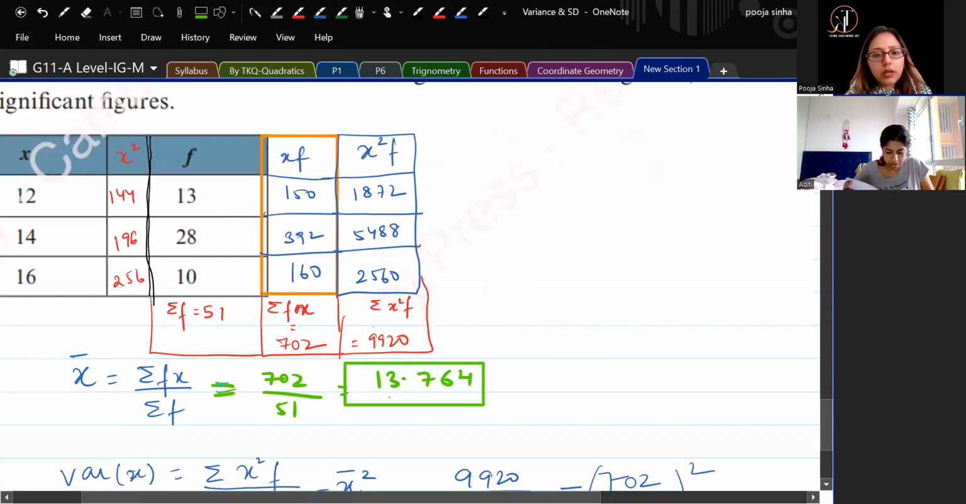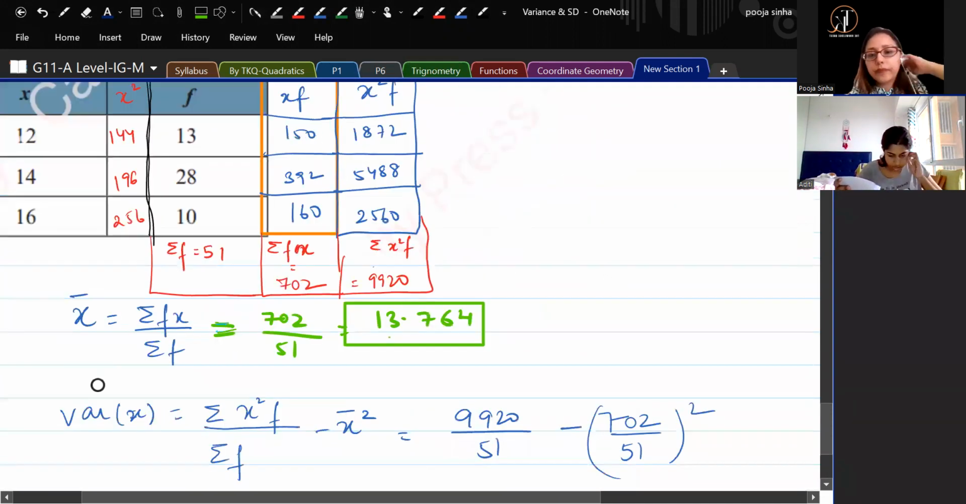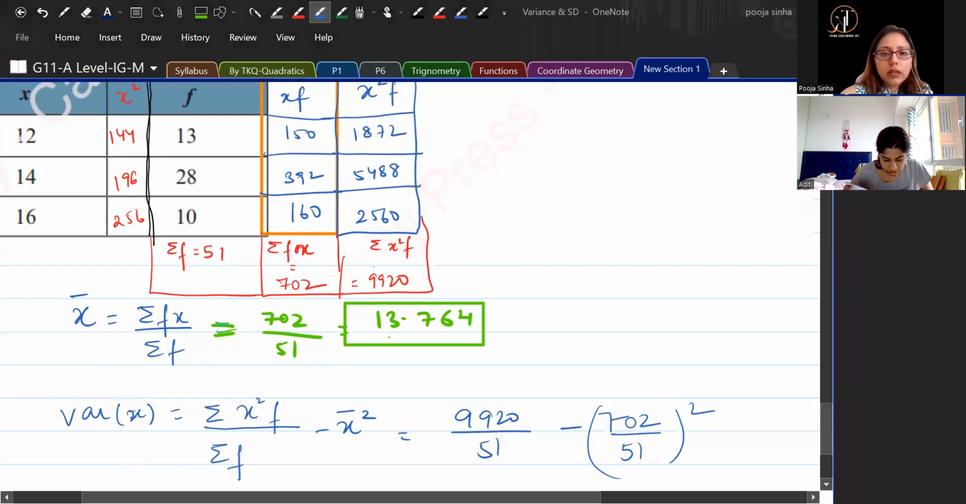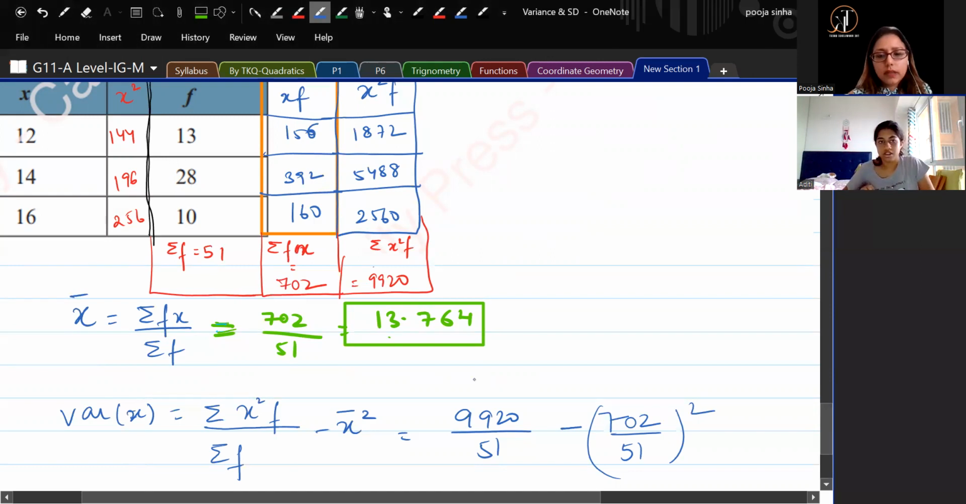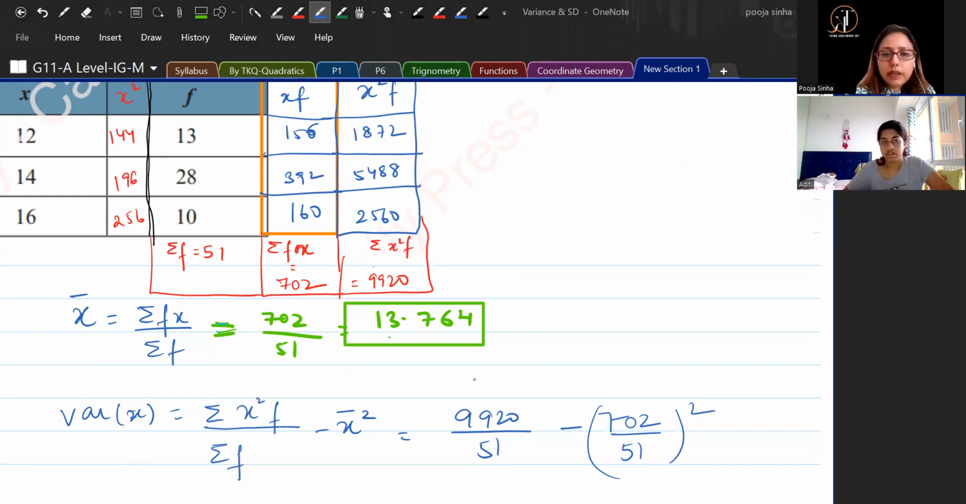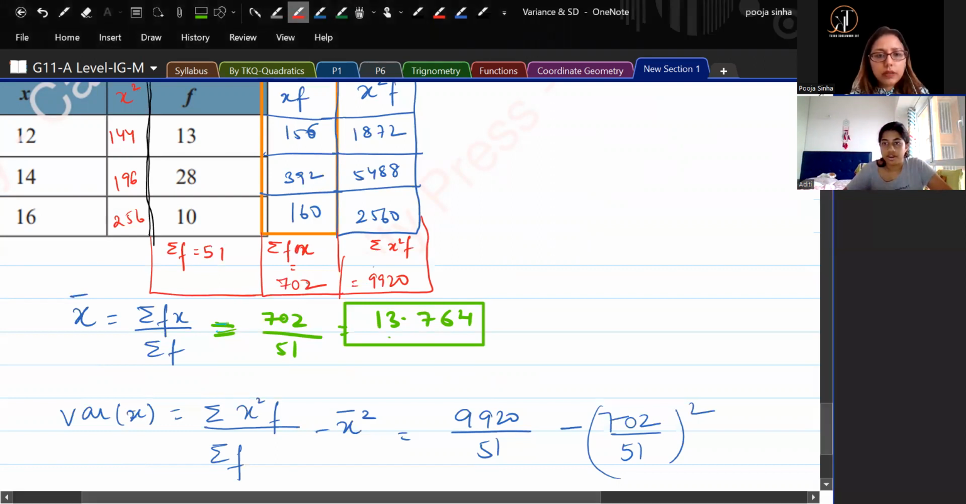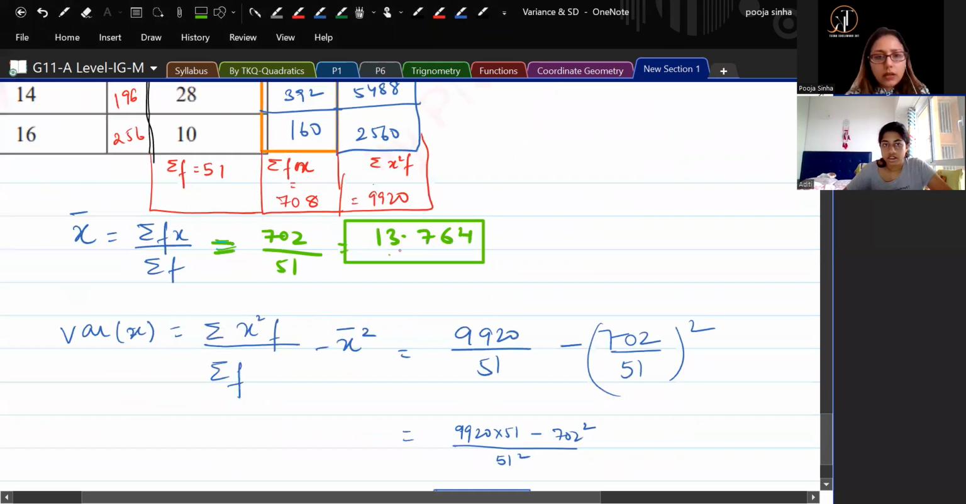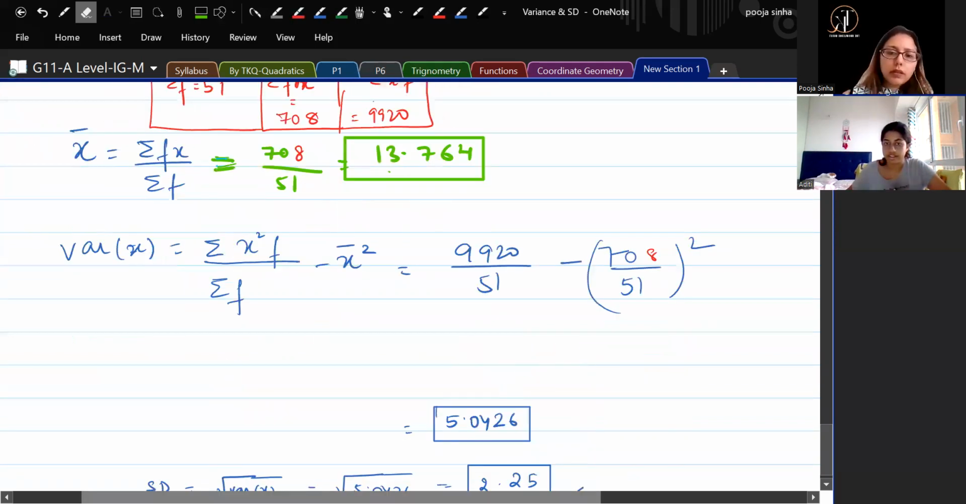Give me a moment, ma'am. Let me check the 150. Wait, it's 156. 70. नहीं, I think कुछ mistake है. So some mistake later. 156, 392, and 160. Total is 708. But that should not make so much of a difference. So यहाँ भी आ गया 708 divided by 51, and this becomes 708 upon 51. 9920 upon 51 minus 708 upon 51. यहाँ से mistake हो गया. Correct this. यहाँ से गड़बड़ हो गया.